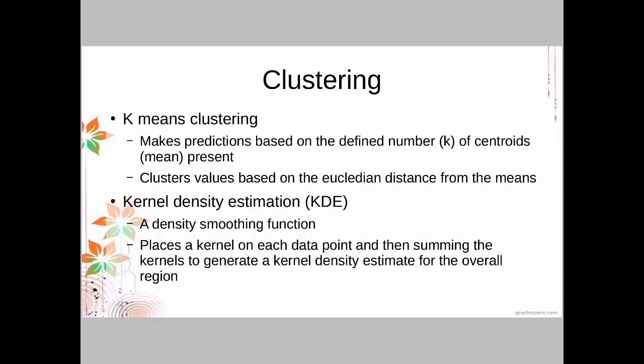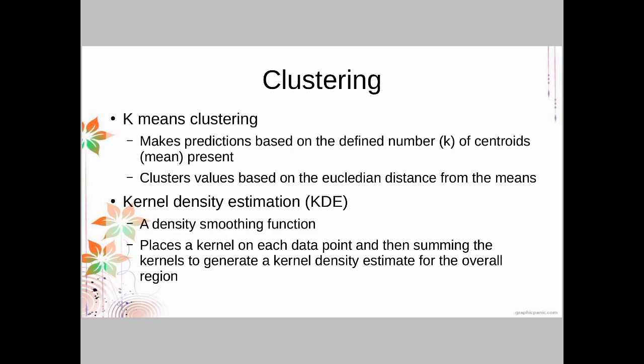Okay, so we have several clustering methods. You have k-means clustering. This makes predictions based on a defined number of centroids present. You let k be the number of centroids your data has. So you have a predetermined number of clusters that you want your data clustered into, and then the algorithm will cluster the values based on the distance of those centroids that you defined. So that's k-means clustering.